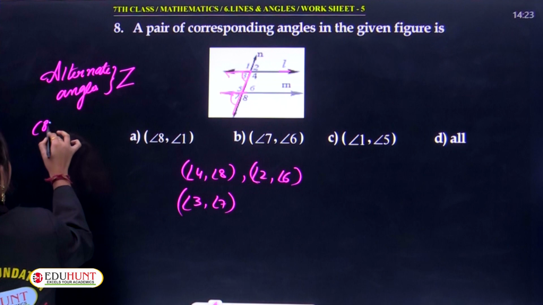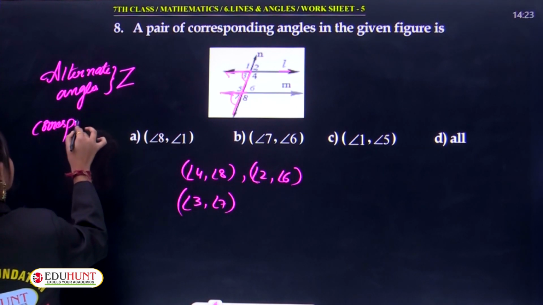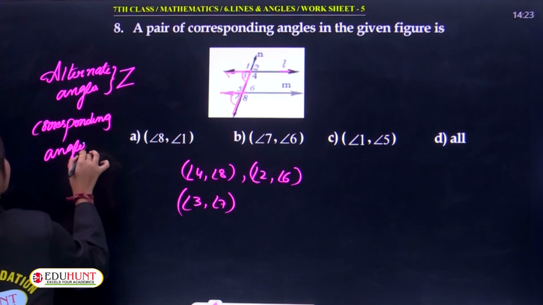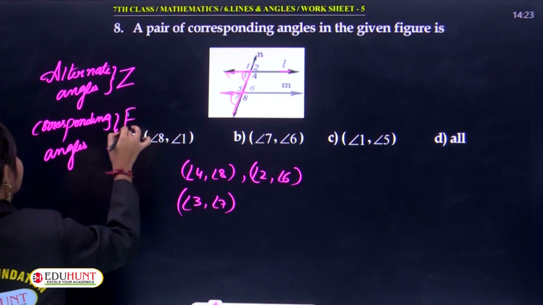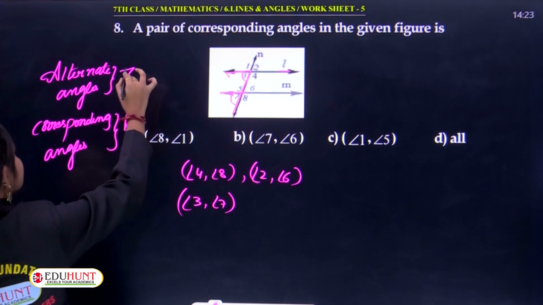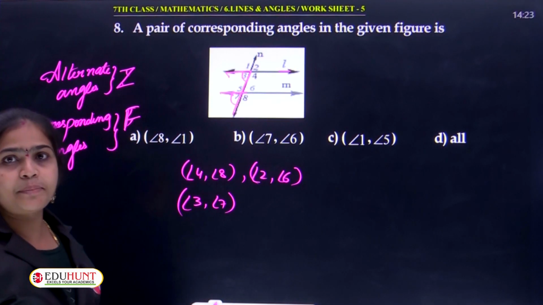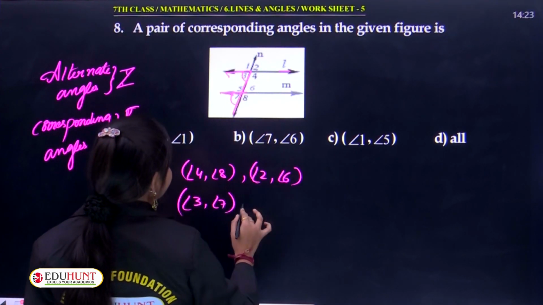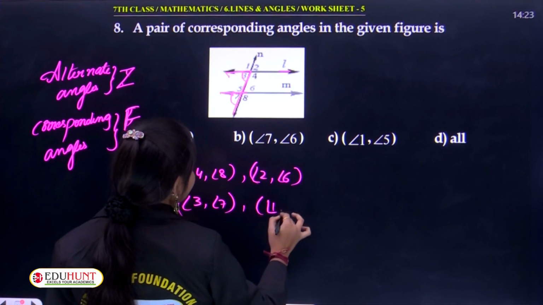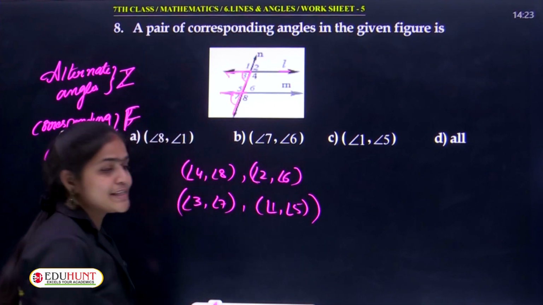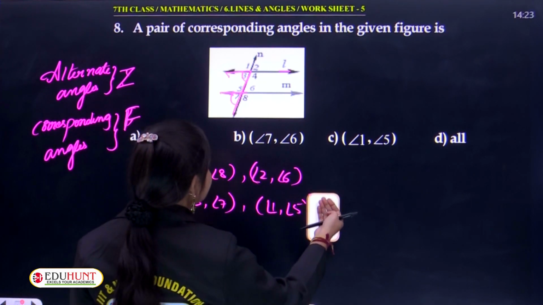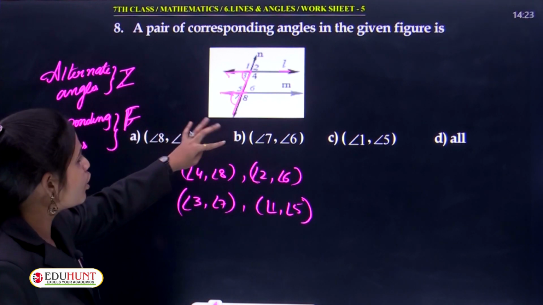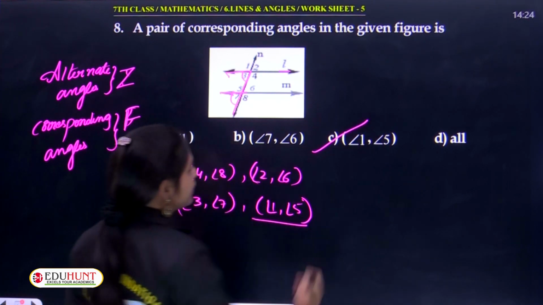Corresponding angles, you have to check that F shape. Here, Z means capital letters. Okay? Next here 3, 7 and here 1, 5. Angle 1, angle 5. As per this, which one is correct? 8, 1 is wrong, 7 and 6 is wrong, 1 and 5. Yes, here it is 1 and 5.